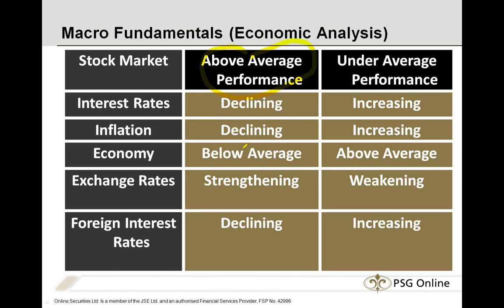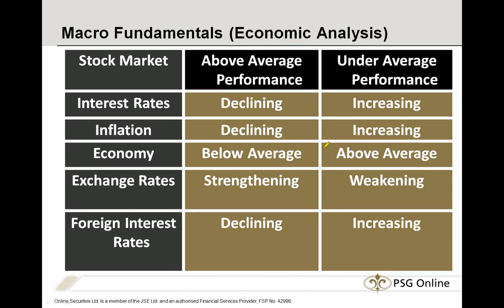We're trying to stimulate the economy because it's below average. You find that the rand will be strengthening, obviously money coming into the country, also because foreign interest rates are declining. And vice versa, you find that the market will be underperforming or under the average performance because interest rates are going up. As I say, the market comes down, interest rates go up like a seesaw. So again, let's go through this very quickly. Go through the online tutorial and it goes into more detail.